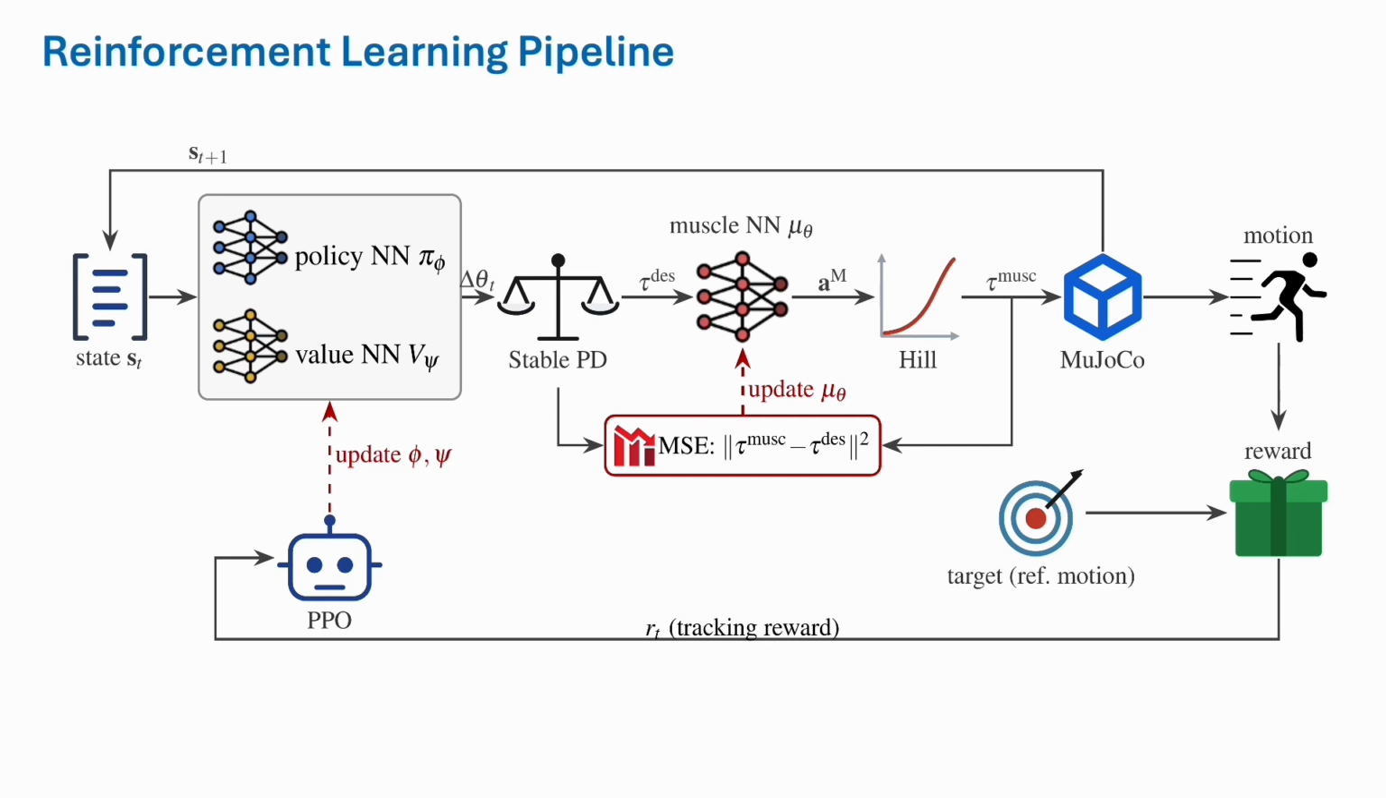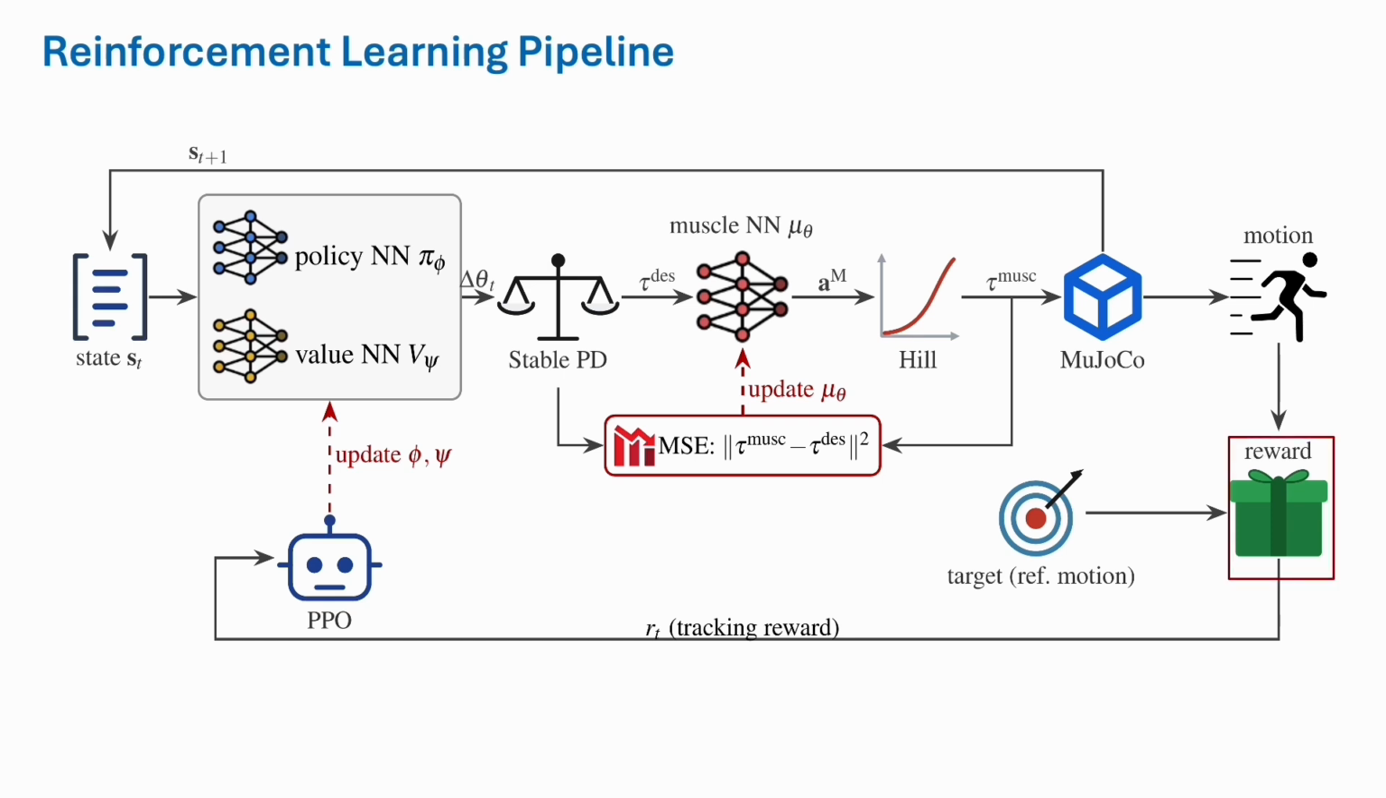Now the reinforcement learning stage in detail. Emitting activations for all 284 muscles directly is sample inefficient, so we decompose control into two networks. The policy network proposes a per-joint PD target offset, which stable PD converts into a desired joint torque over 50 degrees of freedom, about a 6-fold reduction of the action space. The muscle network then solves the inverse problem, mapping that torque to per-muscle activations. This inverse is underdetermined and nonlinear. The Hill dynamics realize the muscle torque, which drives the MuJoCo rigid body skeleton and produces the simulated motion. That state is fed back as the next observation, closing the loop.